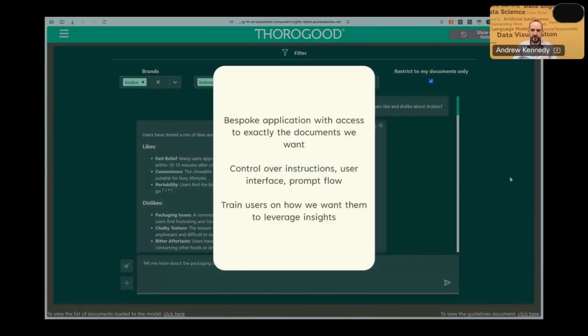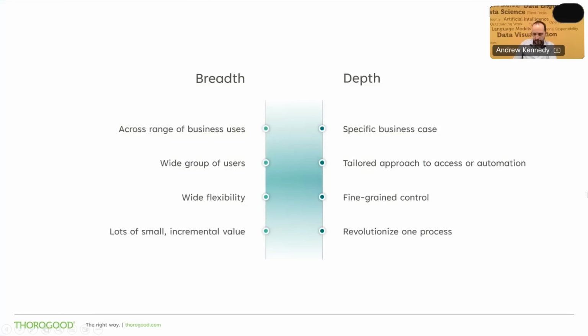We're also able to control the user interface and the prompt flow. And then where maybe with Copilot, we were spending a lot of time training people on how to ask questions of the model. This time, more of the emphasis is on training the users on how we want them to leverage the insight. If they're asking questions, how do they use the outputs from those questions to make decisions about their business? User empowerment needed, but maybe a slightly different spin on it this time.